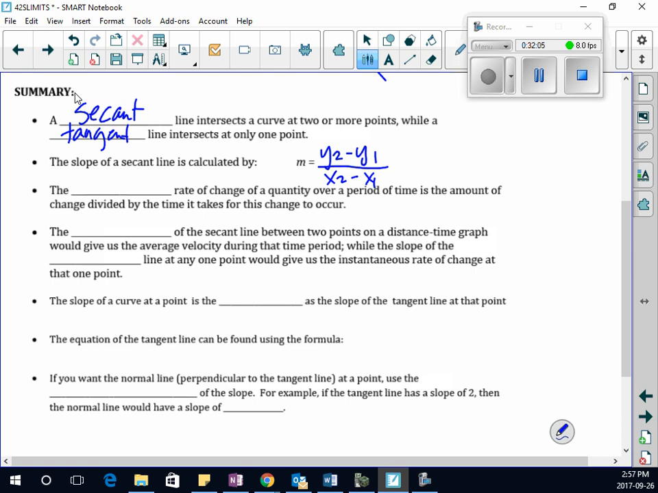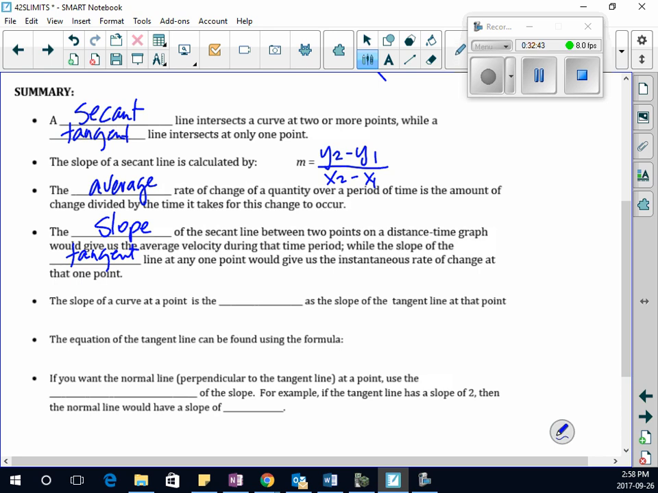So the blank rate of change of a quantity over a period of time is the amount of change divided by the time it takes. What am I looking for? The average. Versus the slope of a secant line between 2 points on a distance-time graph would give us the average velocity. So average velocity is the slope of the secant line. Very good. While the slope of the blank line at 1 point gives us the instantaneous, the slope of the tangent line.